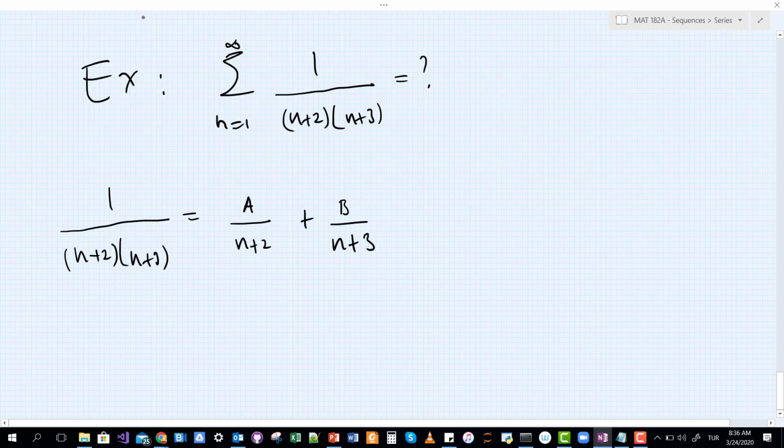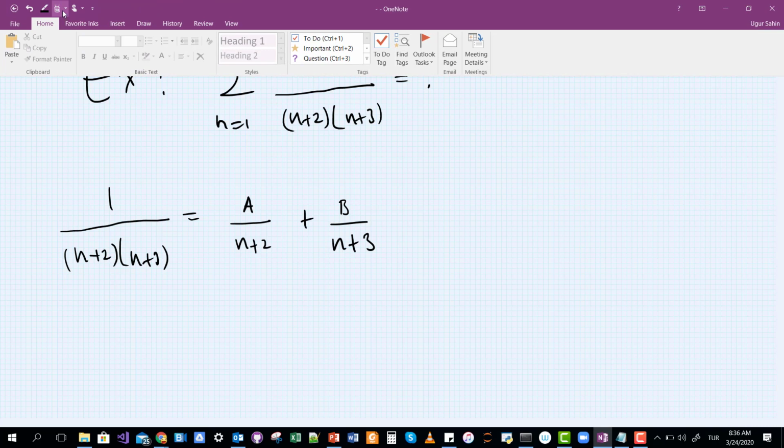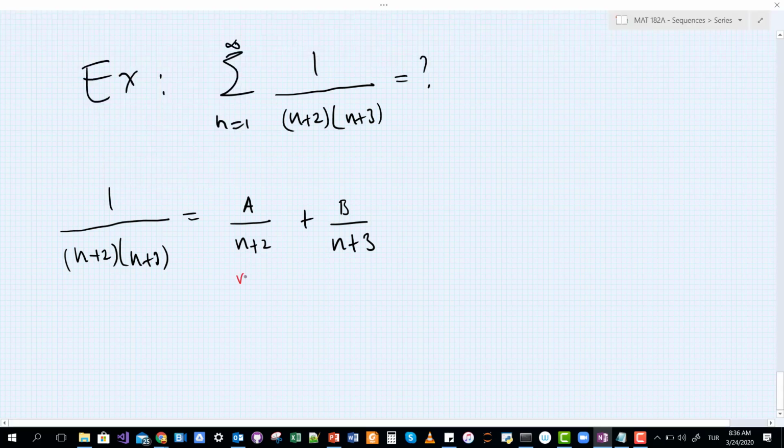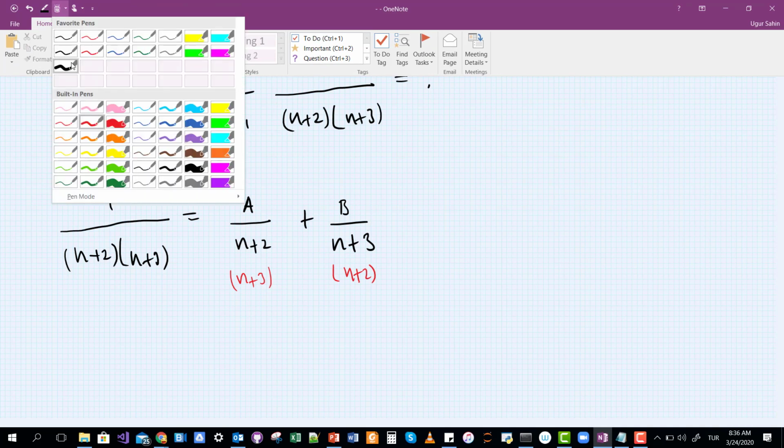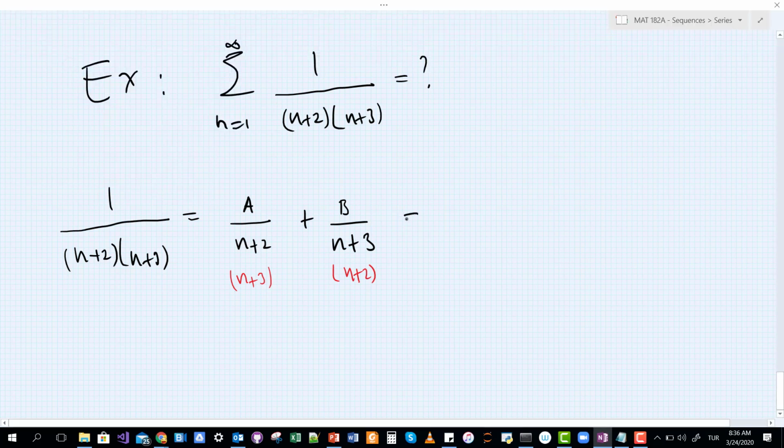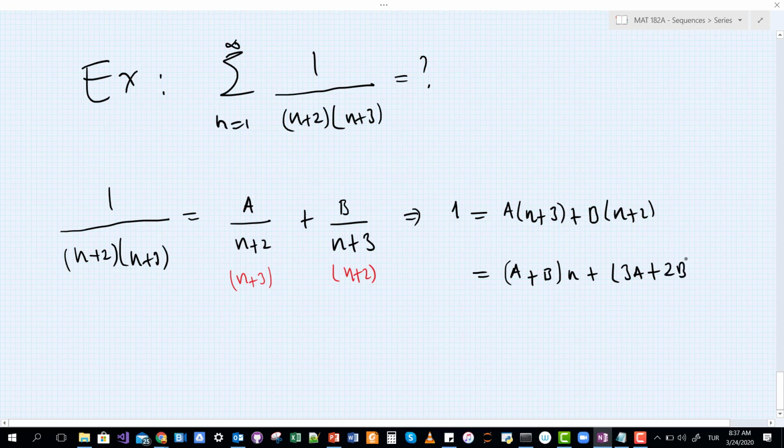What I'm going to do is make the denominator equal. I'm multiplying by the missing terms, you see? After multiplying, I will have the same denominator, so I can cancel them out. On the left-hand side, I'm going to have 1. On the right-hand side, I'm going to have a times n plus 3 plus b times n plus 2. If I distribute on the right-hand side, a plus b times n, and then plus 3a plus 2b.